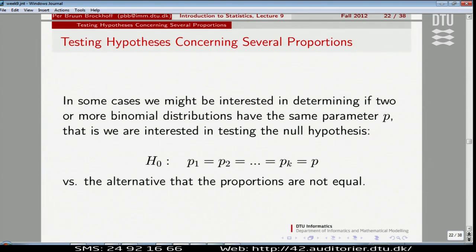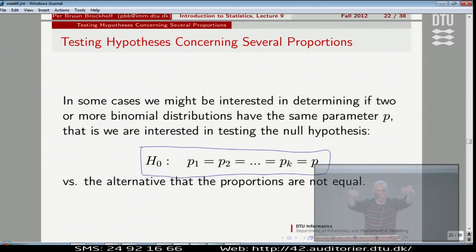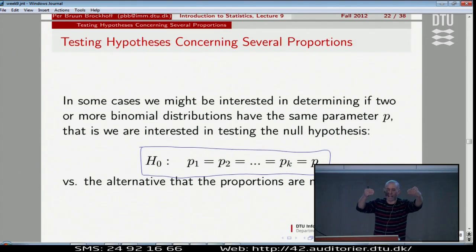It's just to motivate that I think it makes good sense that we should be able to test such a hypothesis also, with many different proportions, in this case K could be 2. So it could also be the 2-group case that I'm going to handle now. But we have to find a new method, because the method that I gave you for 2 groups, where I directly compare P1 and P2, doesn't work when I have P1, P2, P3, P4, P5.